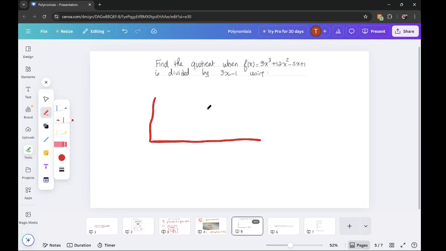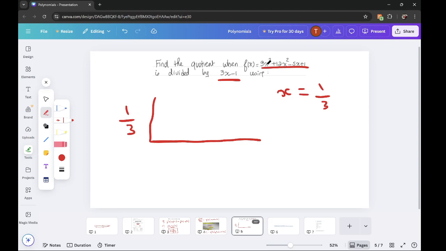So in synthetic division, you don't take this and you don't take this. You remove the x's, and I'm going to show you how you do that. So for 3x minus 1, that is your divisor right now. So x is equal to 1 over 3, since you just solve for x. You equate this to 0 and you solve for x, you get x is equal to 1 over 3. So that is what you put over here, in this column over here.